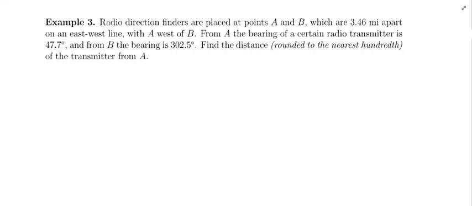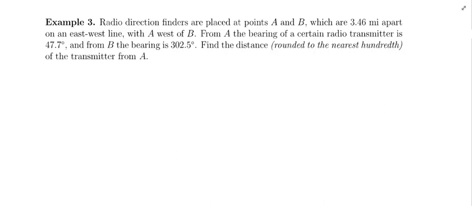Example 3. Radio detection finders are placed at points A and B, which are 3.46 miles apart on an east-west line with A west of B. From point A, the bearing of a certain radio transmitter is 47.7 degrees, and from point B, the bearing is 302.5 degrees. Find the distance, rounded to the nearest hundredth, of the transmitter from point A.